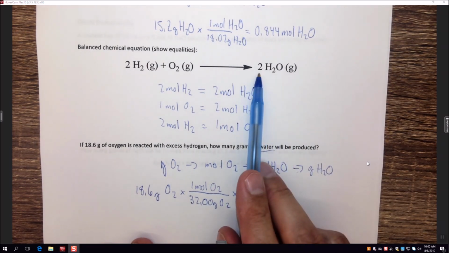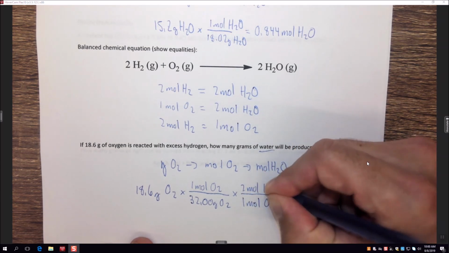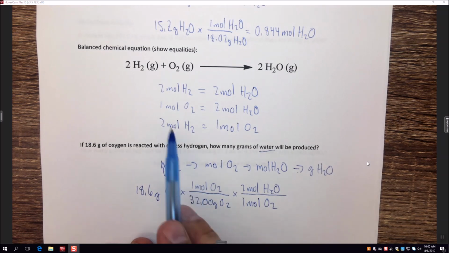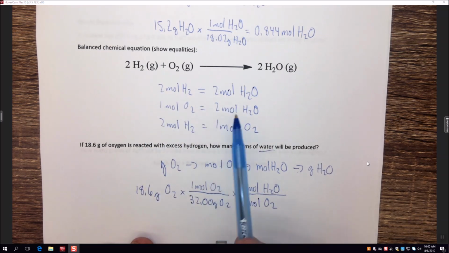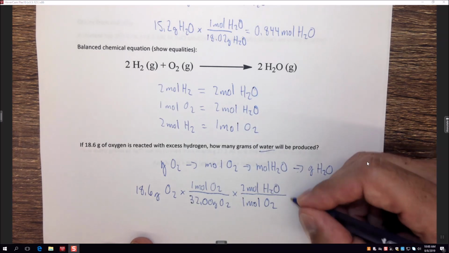If I look at my balanced chemical equation, there are 2 moles of water on top. You'll note that this is the same as this middle equality that we wrote. 1 mole of oxygen, 2 moles of water. In dimensional analysis, all of these conversion factors, these fractions if you will, come from equalities.